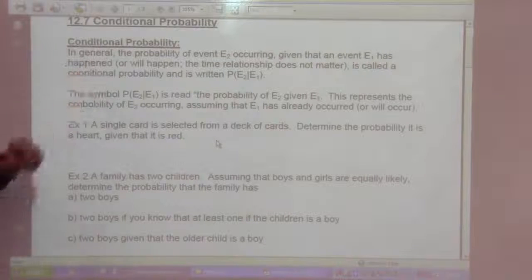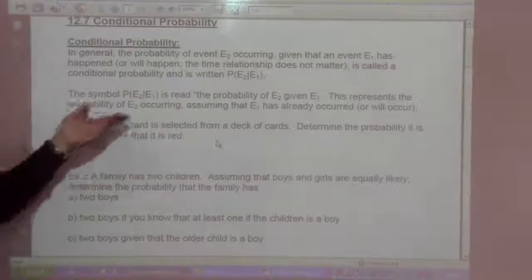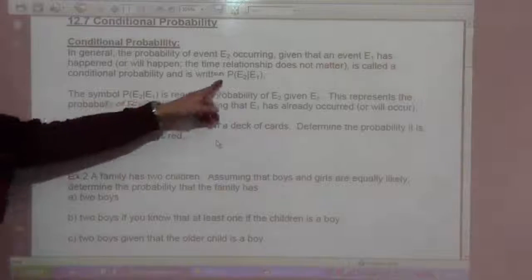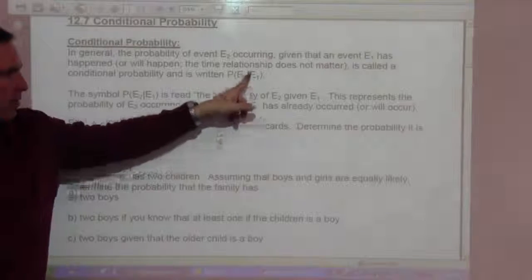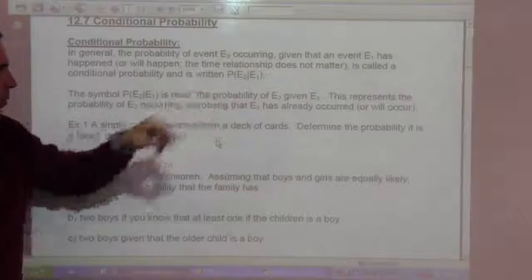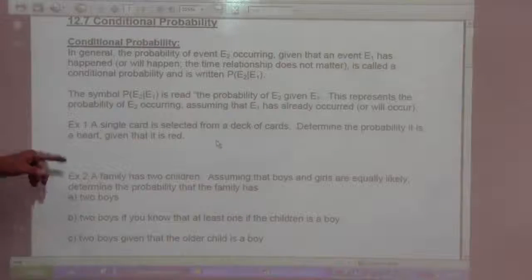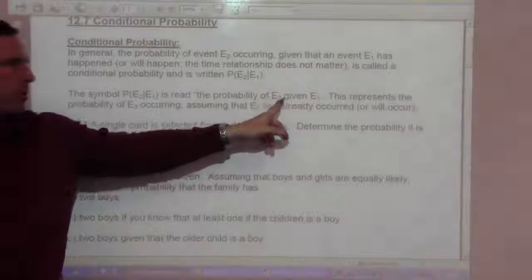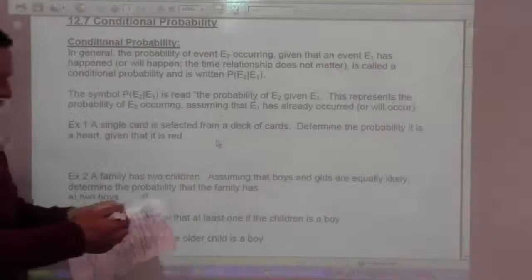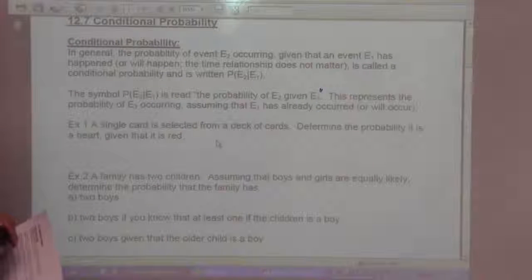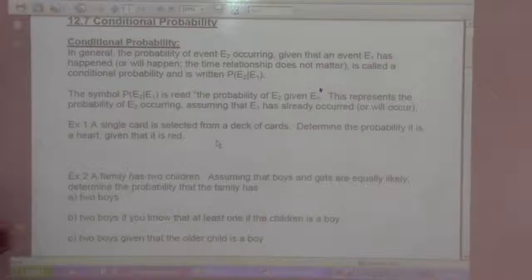Conditional probability. In general, the probability of event E2 occurring, given that an event E1 has happened or will happen, the time relationship does not really matter, is called a conditional probability, and it's written the probability of E2 given E1, where this vertical line means given. The symbol is read the probability of E2 given E1. This represents the probability of E2 occurring, assuming that E1 has already occurred or will occur.